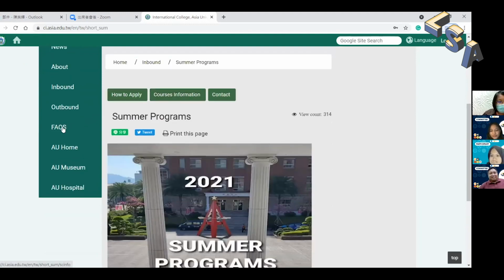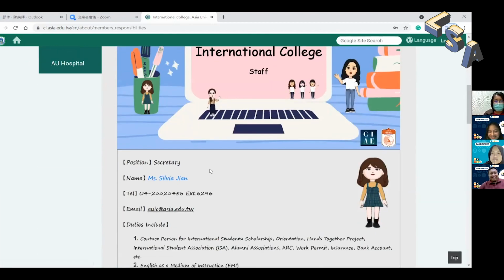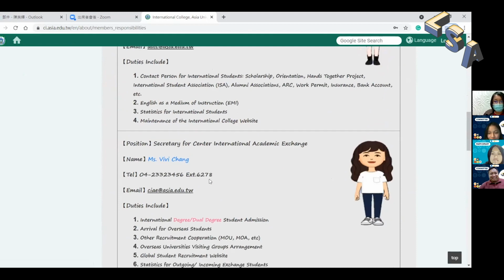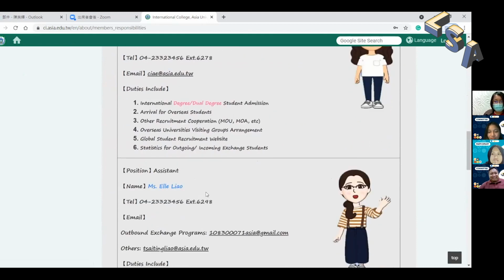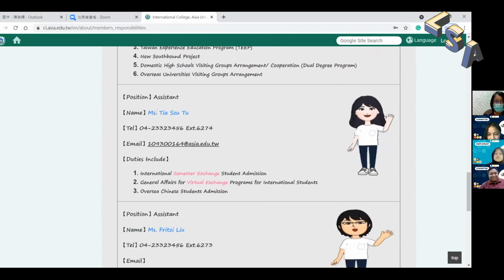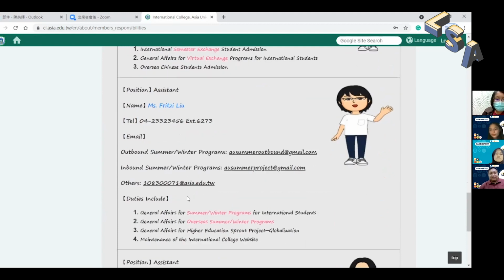And here we also have our new staff, and everyone can see their duties and find the coordinator. So if students want to do a semester exchange in Taiwan, they can find Tia. And if students want to join a summer program or winter program, find me, and they can use the inbound summer winter programs email.